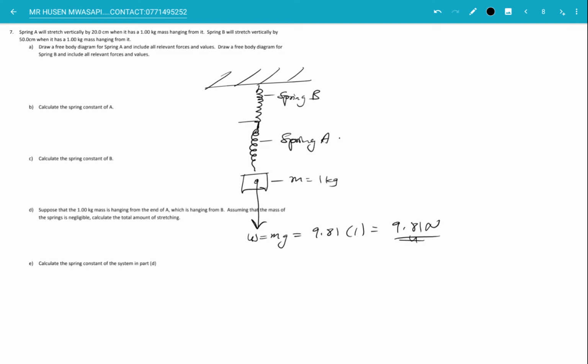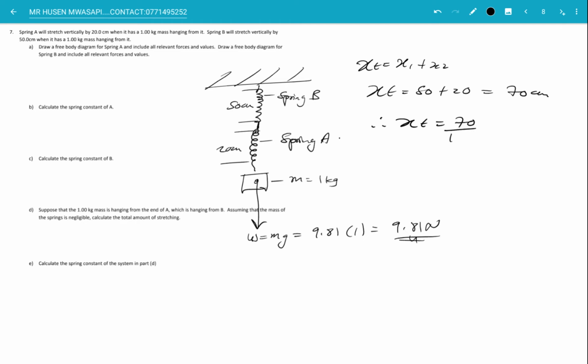So we know that from here to there it's 50 centimeters. From here to there it's 20 centimeters. So if we get the total extension, we know the total extension will be extension 1 plus extension 2. So the total extension will be 50 plus 20, giving you 70 centimeters. You need it in meters, so just say 70 divided by 100, which will give you 0.7 meters.